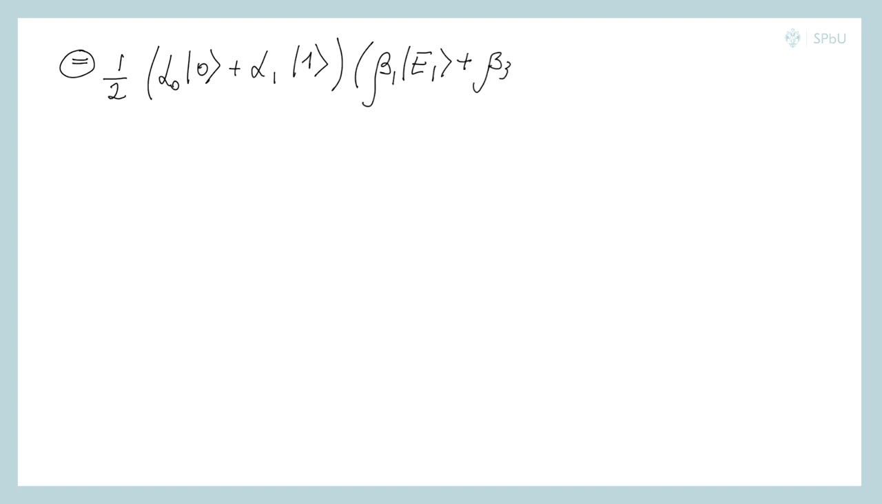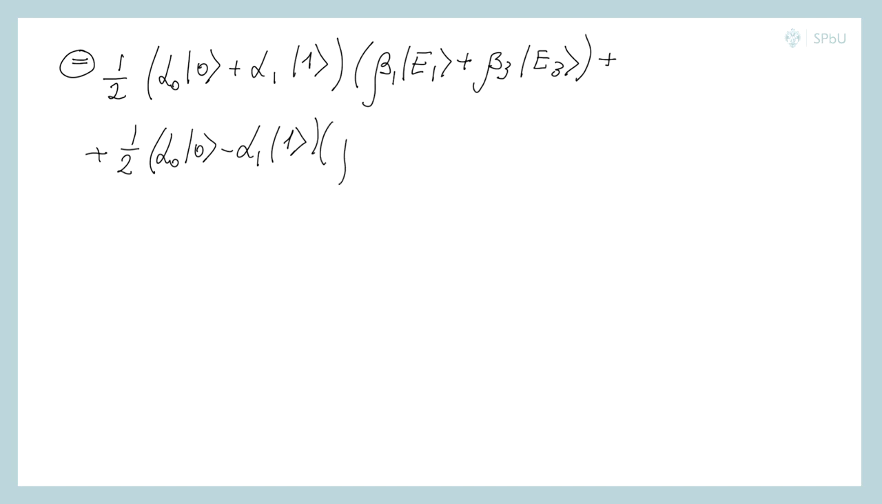So, we'll have 1/2 alpha 0, 0 plus alpha 1, 1 multiplied by beta 1, E1 plus beta 3, E3, plus 1/2 alpha 0, 0 minus alpha 1, 1 multiplied by beta 1, E1 minus beta 3, E3.